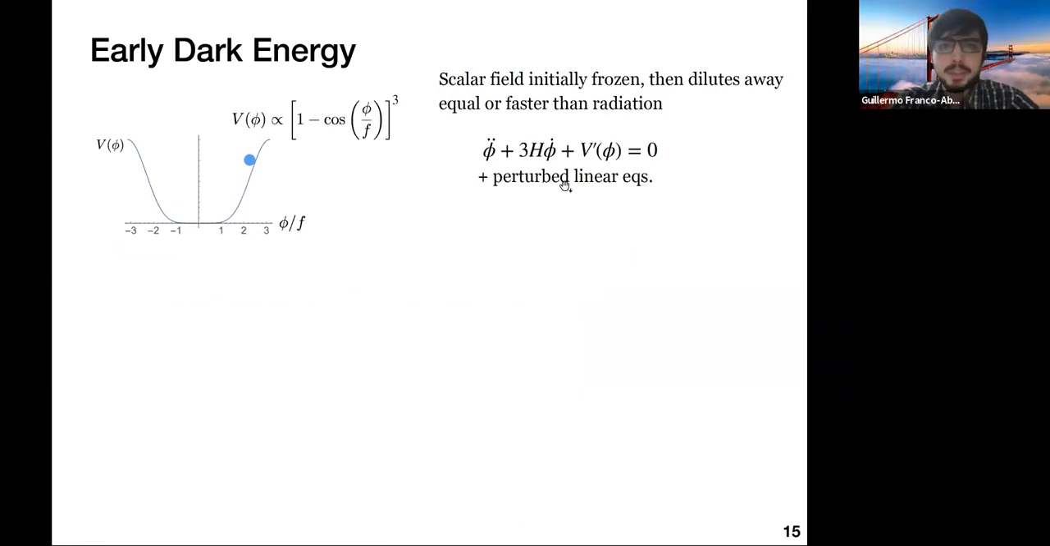Yeah, so what is this model of early dark energy? Essentially, it is just a scalar field whose dynamics are dictated by this modified potential. And what this potential achieves is the following. Initially, the scalar field is frozen at this part of the potential. And later, when the Hubble rate decreases below the effective mass, this scalar field starts oscillating about its minimum and it starts diluting in a way which is faster than radiation.